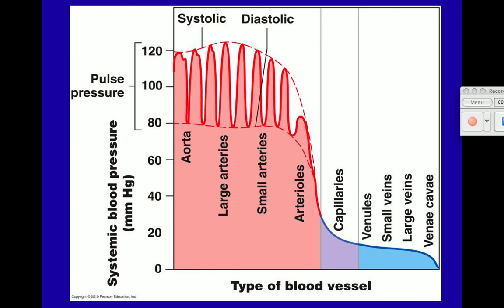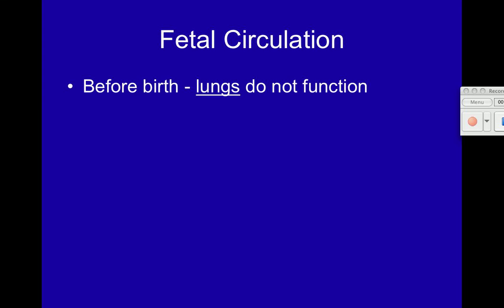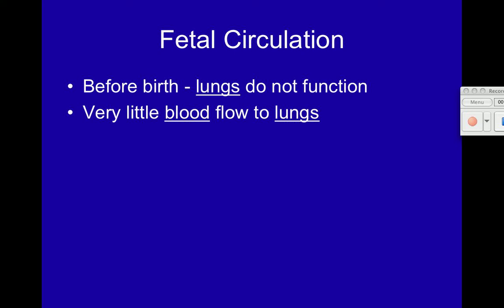Now, there are some differences in terms of our circulation through the heart and the surrounding areas before we are born, and that is referred to as fetal circulation. The reason why that happens is because before birth, our lungs actually don't function. So there is very little blood flow to our lungs. Now, the blood is actually able to bypass our lungs in two different ways. Remember, the baby's not breathing. They're in a liquid environment. They're actually getting oxygen exchanged at the placenta. That acts as their lung while they are in utero.